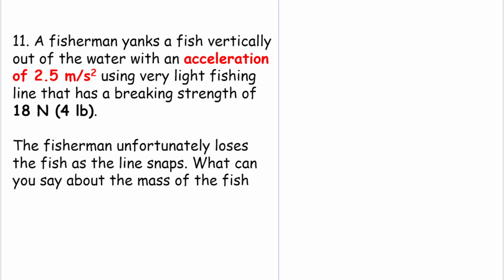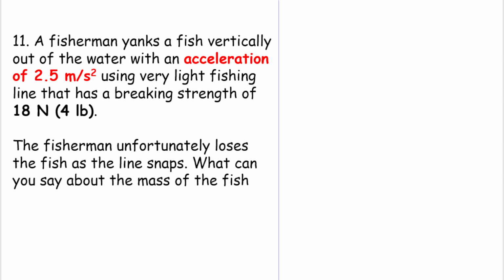Number 11. A fisherman yanks a fish vertically out of the water with an acceleration of 2.5 meters per second squared using very light fishing line that has a breaking strength of 18 Newtons. The fisherman unfortunately loses the fish as the line snaps. What can you say about the mass of the fish?